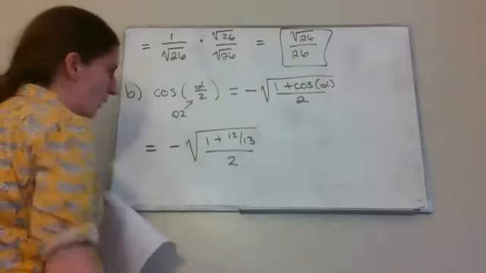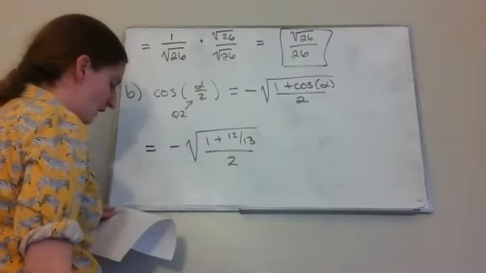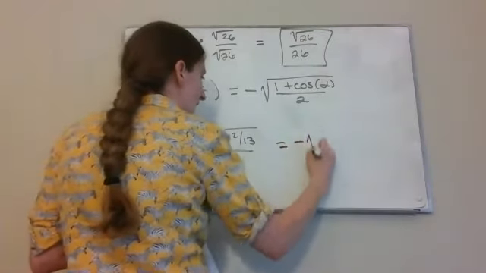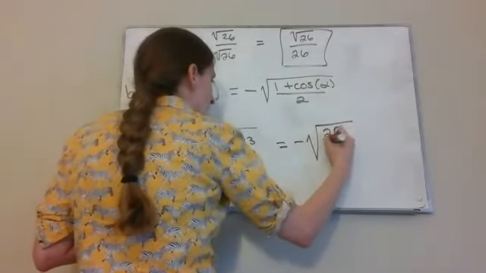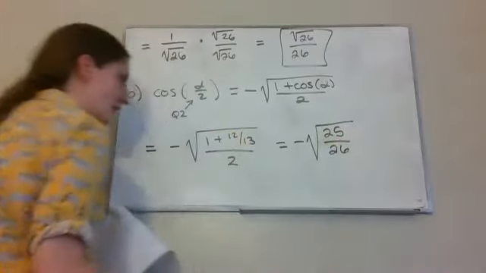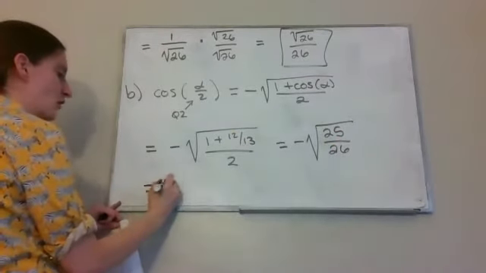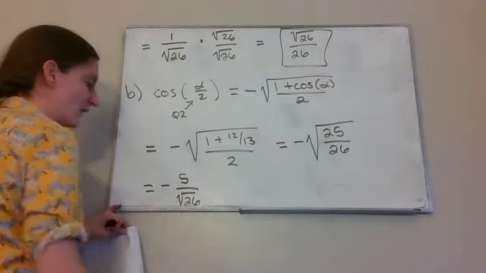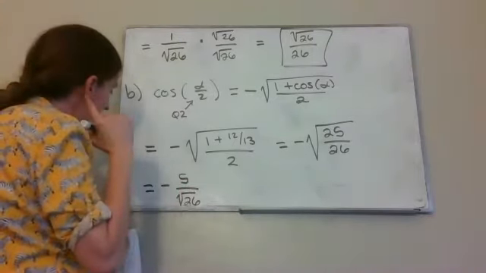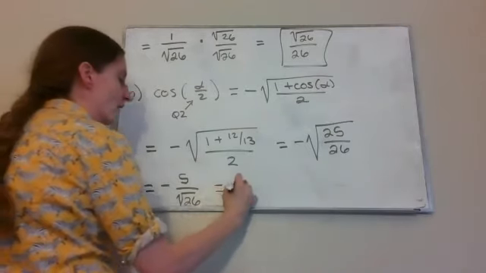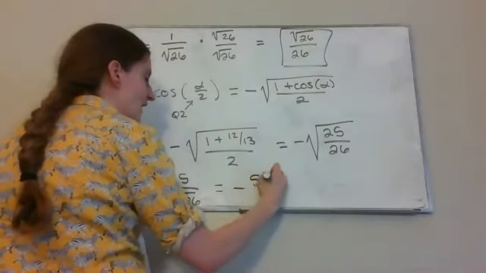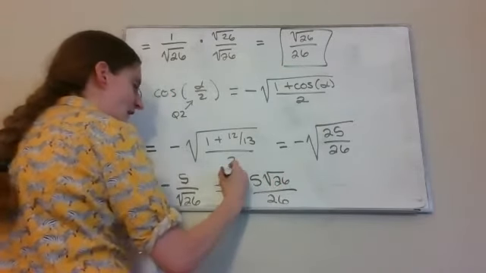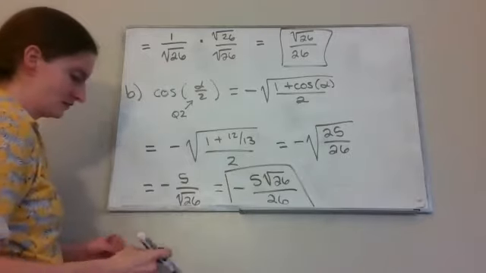So 1 plus 12 over 13 is equal to 25 over 13. Over 2 makes this 25 over 26. Then I can take the square root of the top to get 5. Square root of the bottom is square root of 26. And again, multiply by square root of 26 over 26 to get negative 5 square root 26 over 26 as the simplified answer.